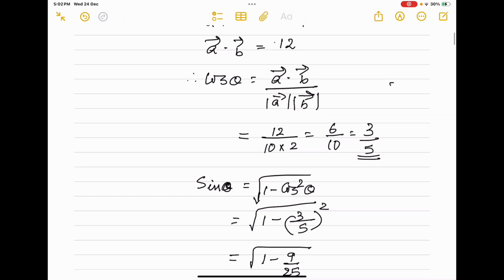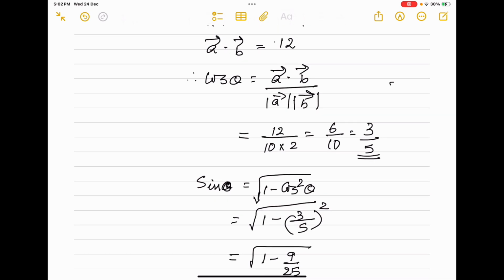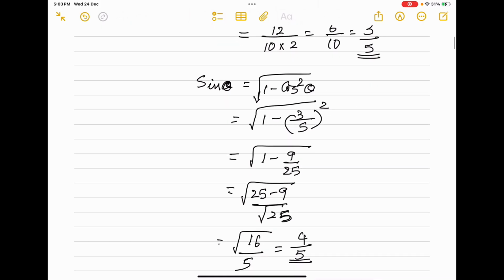That's equal to 12 divided by 10 into 2. Apply the values. Then simplify it. We get 6 by 10. That's equal to 3 by 5. Therefore, sin theta equal to root of 1 minus cos square theta. That's equal to root of 1 minus 3 by 5 whole square. That's equal to root of 1 minus 9 by 25. That is root of 25 minus 9 by root 25. Root 16 by 5. That's equal to 4 by 5.